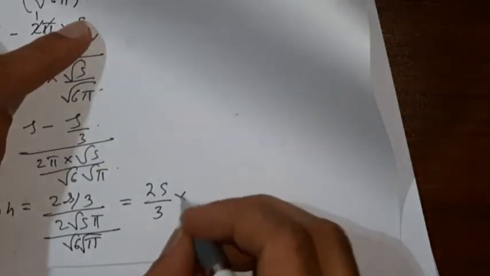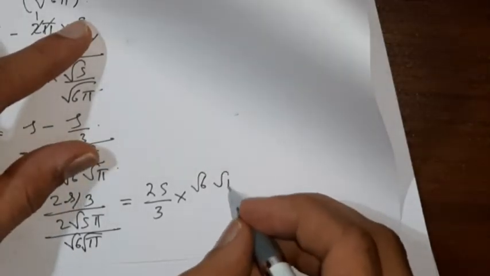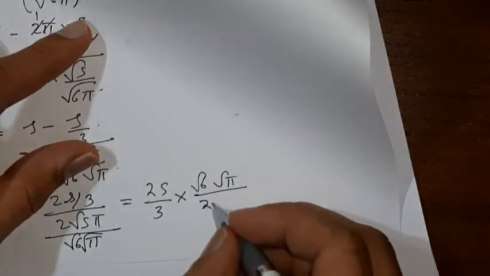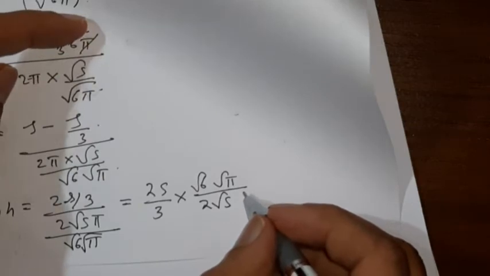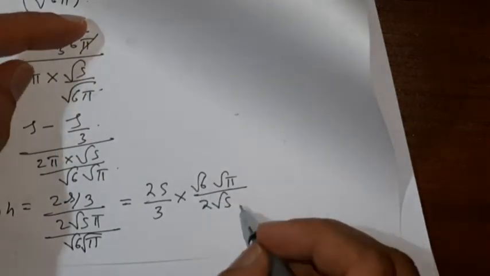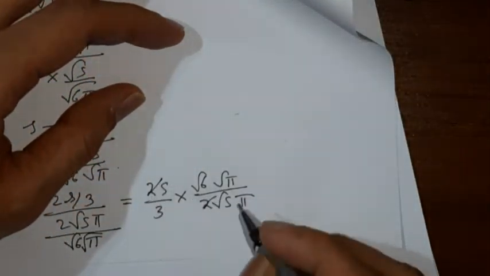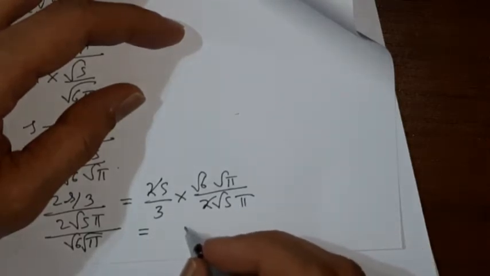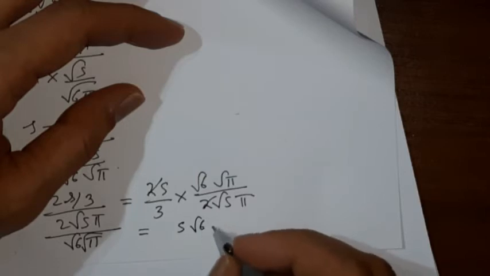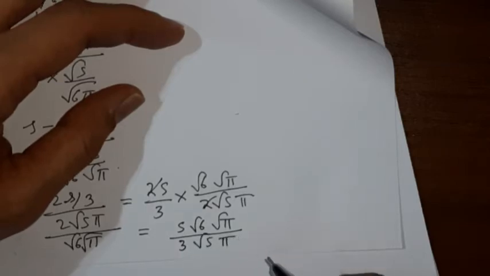Just keep on simplifying, right? So 2s divided by 3 multiplied by, this will be the reciprocal, so root of 6 multiplied by root of pi, divided by 2 times root of s pi. Yeah, so this is what we will get. So 2 and 2 will get cancelled, right, and what will remain is s root 6 root pi divided by 3 times root s multiplied by pi.